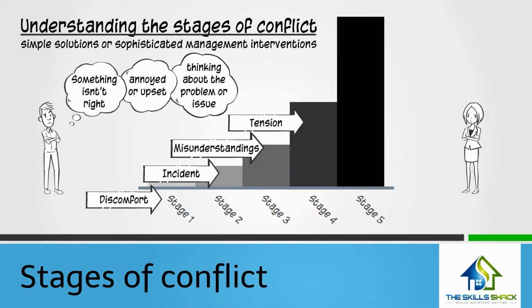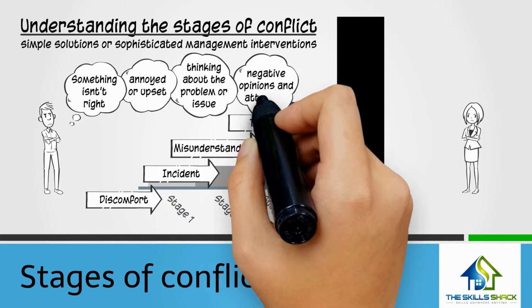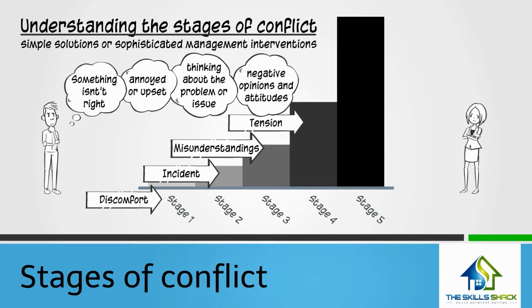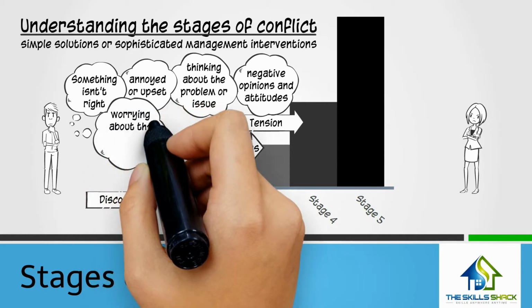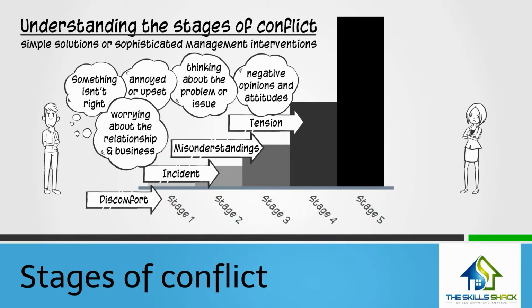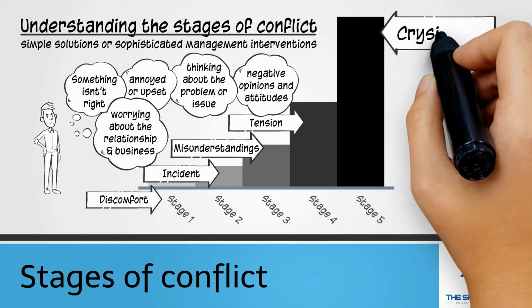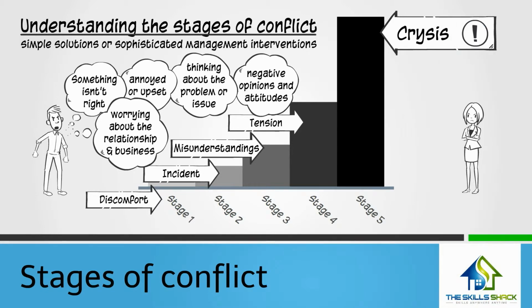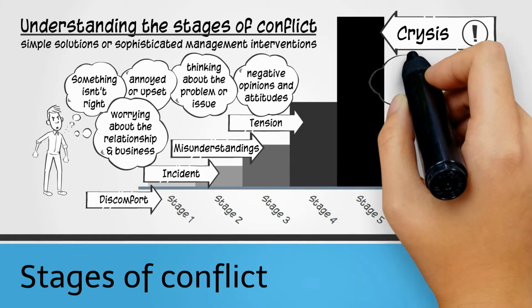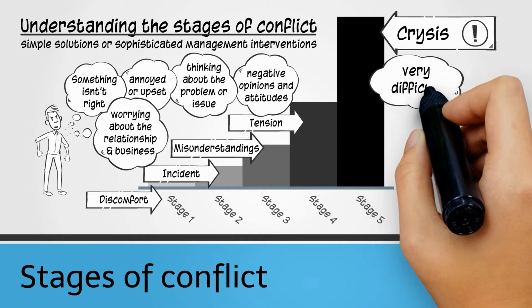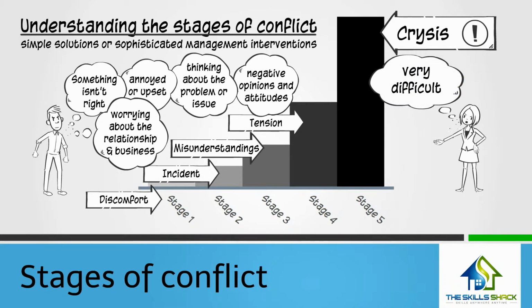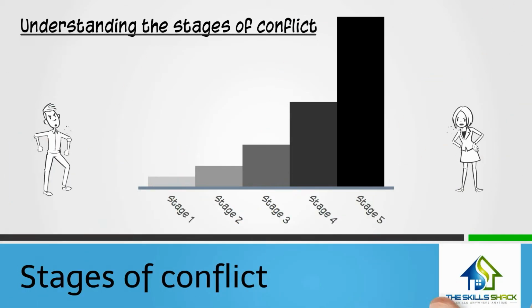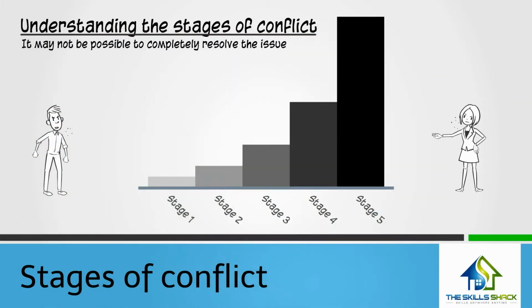At the tension stage, the relationship you have with the other person may feel difficult because of negative opinions and attitudes. The way you feel about the person may be quite different to how you felt before, and you are worrying about the relationship and how it is affecting your business. You will recognize the crisis stage of conflict when your reactions to situations are not how you would normally behave. The relationship between you and the other person is very difficult and unable to be easily repaired. When you are dealing with conflict, it may not be possible to completely resolve the issue.